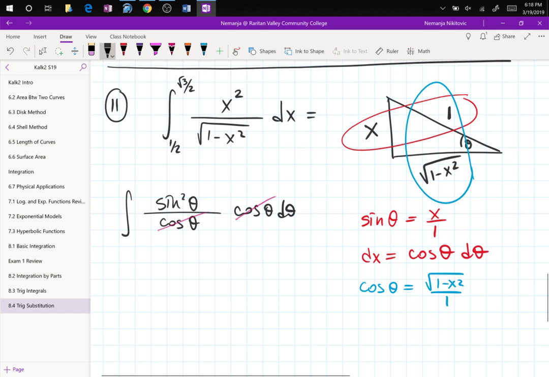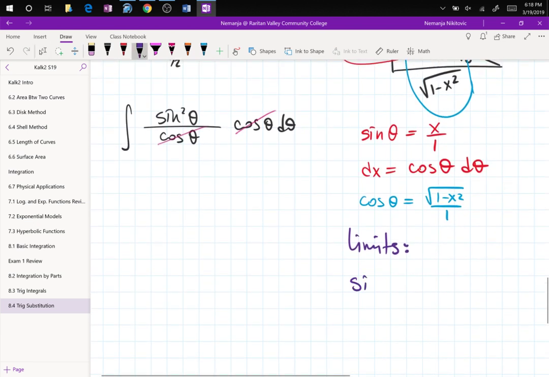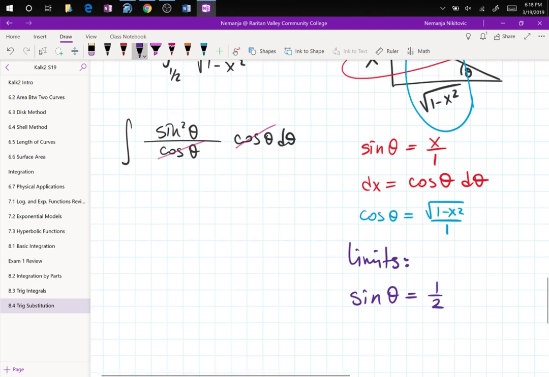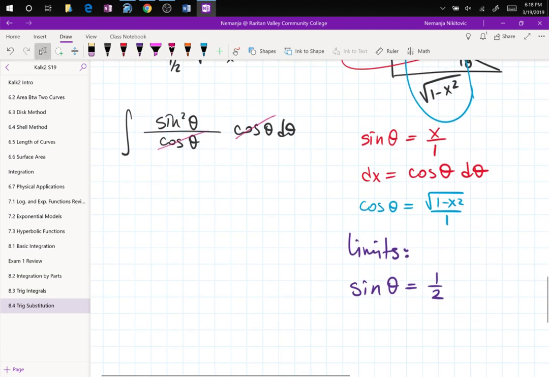We are going to plug them into a sine to change, right? So now, let's go purple. Limits. I have the equation sine theta is equal to 1/2 for the lower limit, because x is 1/2. So what theta gives me 1/2 on the outside? Pi over 6, 30 degrees. Thank you. Pi over 6. Very good.